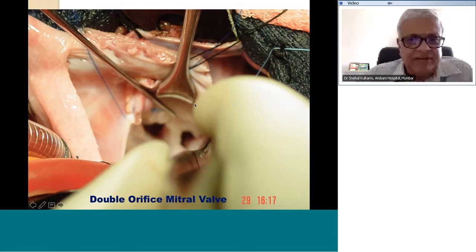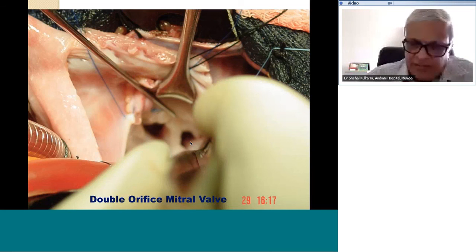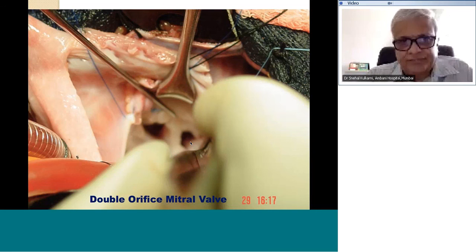A rare picture of what a double orifice left AV valve looks like. You can see it here, and in this particular case, both orifices had good subvalvular apparatus and non-regurgitant lesions, so we just left it all alone. But one of the problems is that they do develop left AV valve stenosis later on in life.